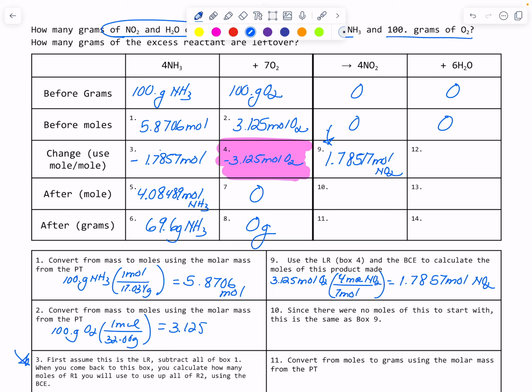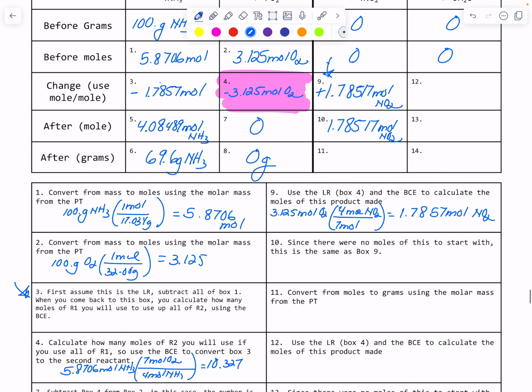And how do I get box 10? Well, before I had 0. I've increased it by 1.7857 moles. So I'm going to wind up with 1.7857 moles of nitrogen dioxide. And I would want to convert that number back to grams using the molar mass from the periodic table, 46.01, and that's going to give me 82.2 grams of nitrogen dioxide created.